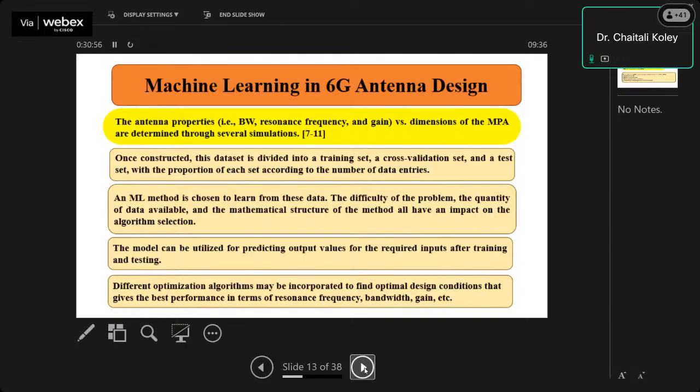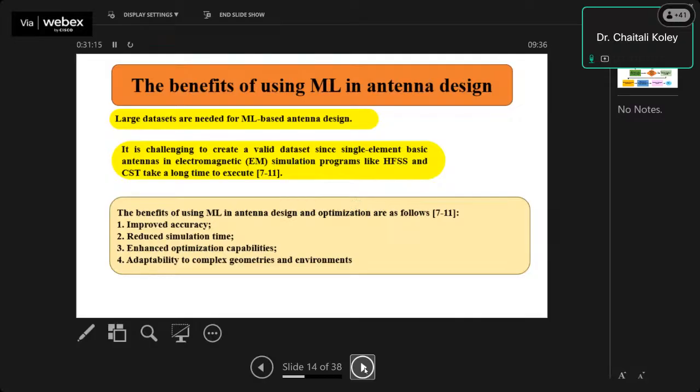Afterward, different optimization algorithms may be incorporated to find the optimal design condition, which can give the best antenna characteristics like resonant frequency, bandwidth, or gain. So these are the basic steps involved in the machine learning algorithm. Here the main issue is that we require a large data set for incorporating the machine learning algorithm in antenna design.